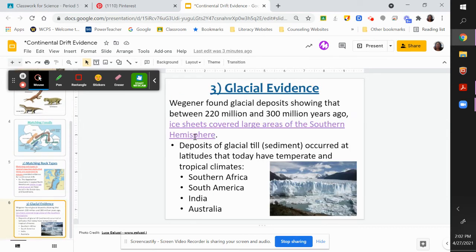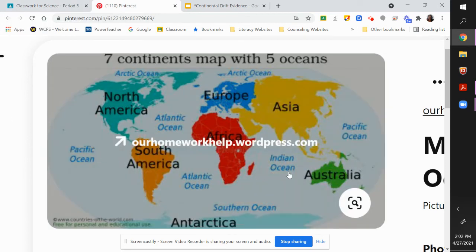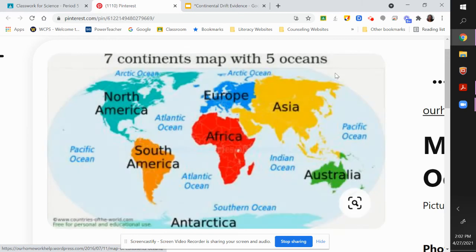The third type of evidence that Wegener suggests is glacial evidence. So glaciers, large sheets of ice. And we know that glaciers are cold, and they exist in cold places. Let's take a look at his evidence. Wegener found glacial deposits showing that between 220 and 300 million years ago, ice sheets covered large areas of the southern hemisphere. The southern hemisphere, that's where we're going to find, like, under the equator.